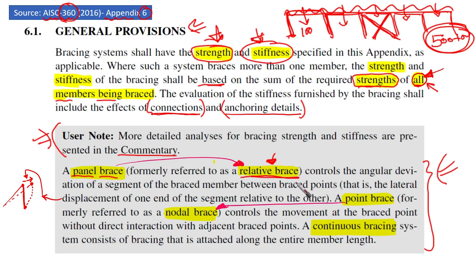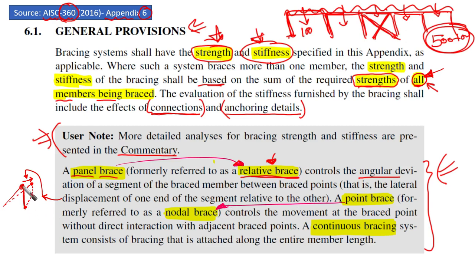So a panel brace controls the angular deformation of a segment of the braced member between braced points, that is, the lateral displacement of one end of the segment relative to the other. Look at this part here.